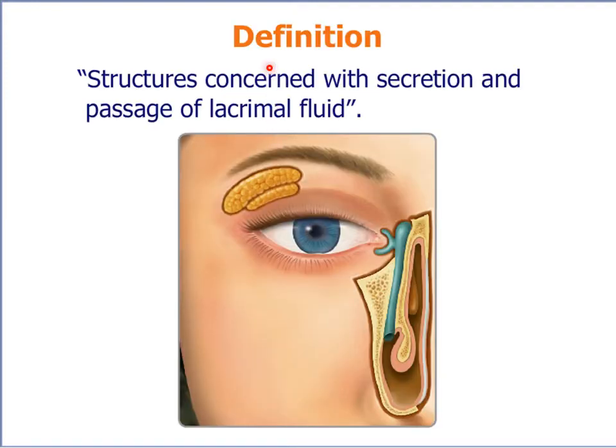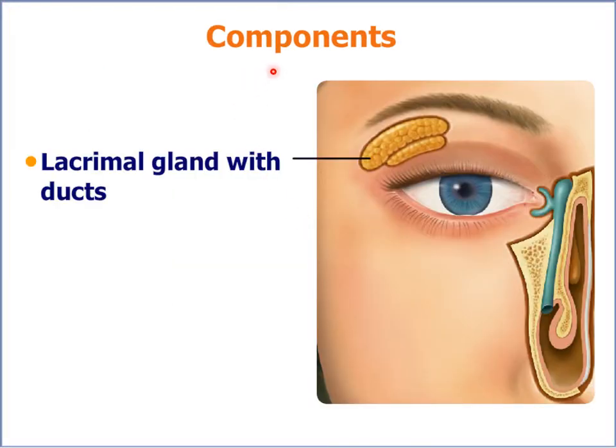Let us define the lacrimal apparatus. The lacrimal apparatus is defined as those structures which are involved in the secretion and passage of lacrimal fluid. Those structures form the lacrimal apparatus. Now let us look at the components of the lacrimal apparatus.